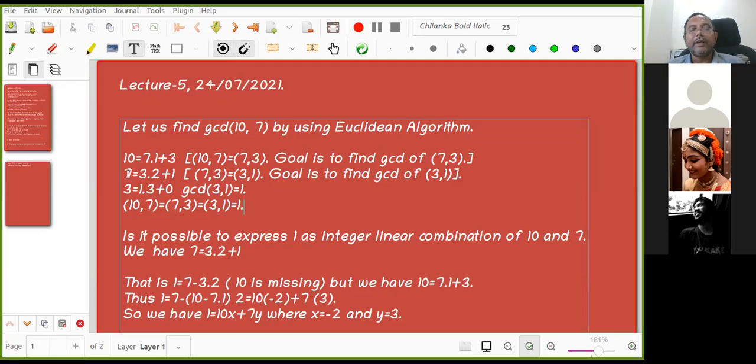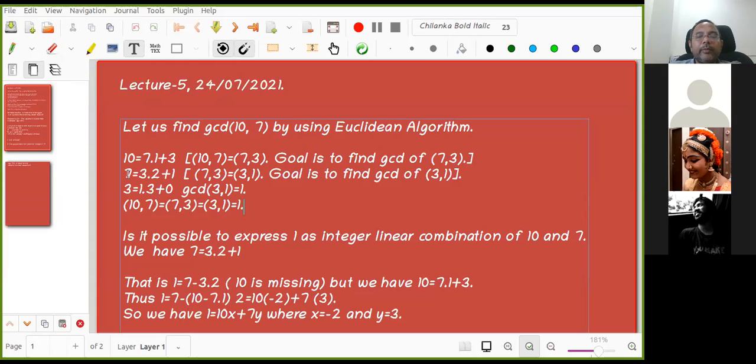So it is sufficient to find the GCD of 3, 1, right? Again I apply the division algorithm: 3 is equal to 1 into 3 plus 0. Now we got remainder 0, so that means 1 divides 3. So the GCD of 3, 1 is 1. So the GCD of 10, 7 is equal to that of 7, 3, which is equal to that of 3, 1, and the GCD is 1. We already know a priori that the GCD of 10, 7 is 1.